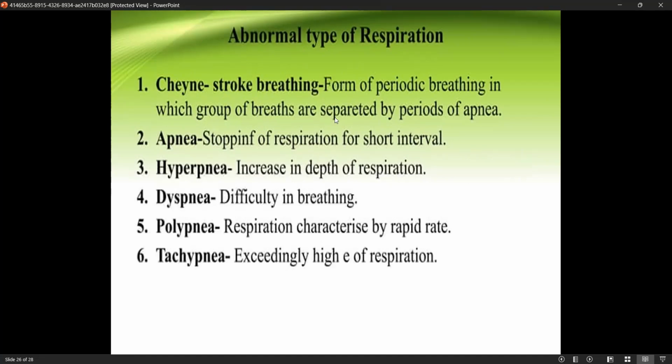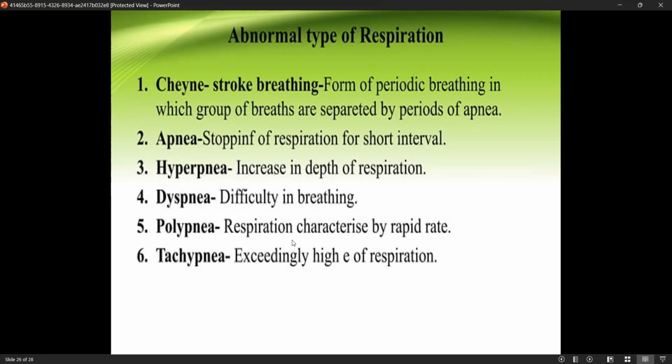Apnea means stoppage of respiration for a short interval. Sometimes the respiration gets stopped, right? That periodic stopping of breathing in between is called Cheyne-Stokes breathing. And apnea means stopping of respiration for a short interval. Hyperpnea means increase in depth of respiration. And dyspnea means difficulty in breathing.